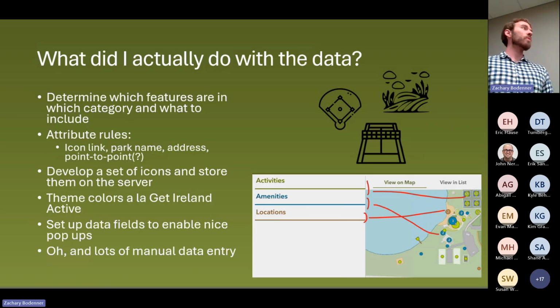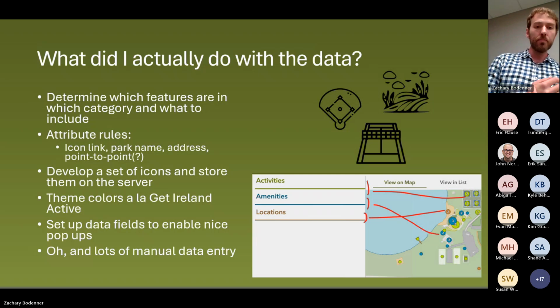So what did we actually do for that? We have to determine which features fall into which category. What's an activity and what's an amenity? What's an amenity and what's a location? So then we use attribute rules to force linking out to that icon, populate a park name and an address, and all that stuff. So, we developed that icon set, stored them on our server, and that's where the links point to. So we can consistently reference that just based on the attributes of the actual points.